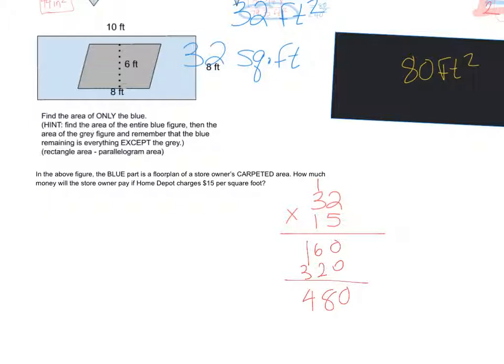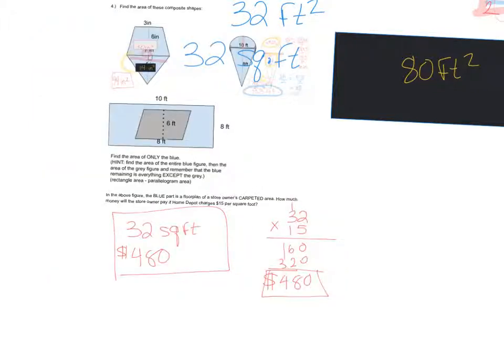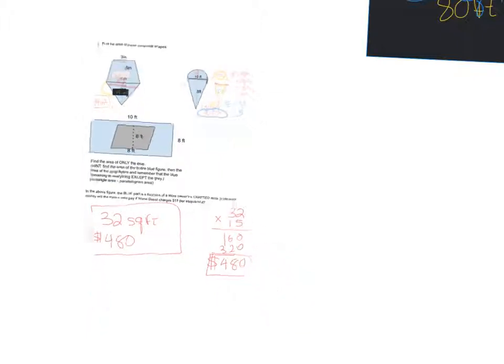Now what units do I have to use? What are they asking me for here? I have to use the dollar symbol. So it's 32 square feet of carpet, and it's going to cost me $480 total.